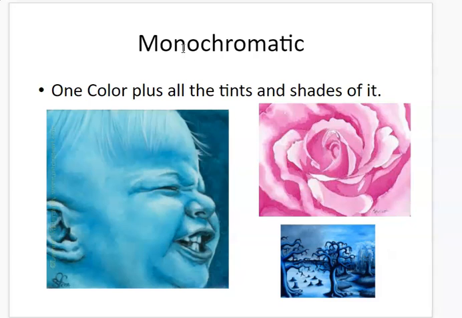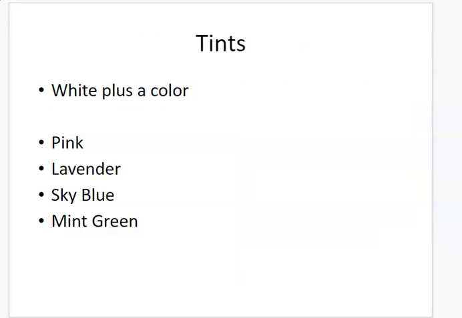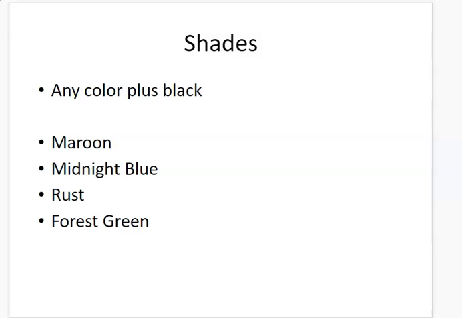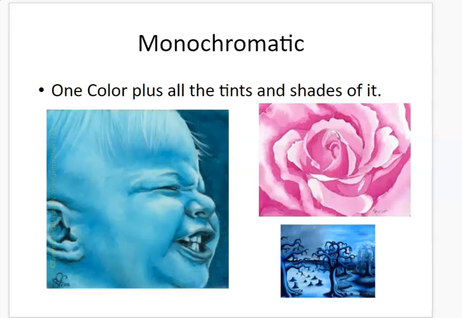So the definition is one color plus all the tints and shades of it. Going back to our vocabulary, tints are any color plus white, and shades are any color plus black. So, back to monochromatic.